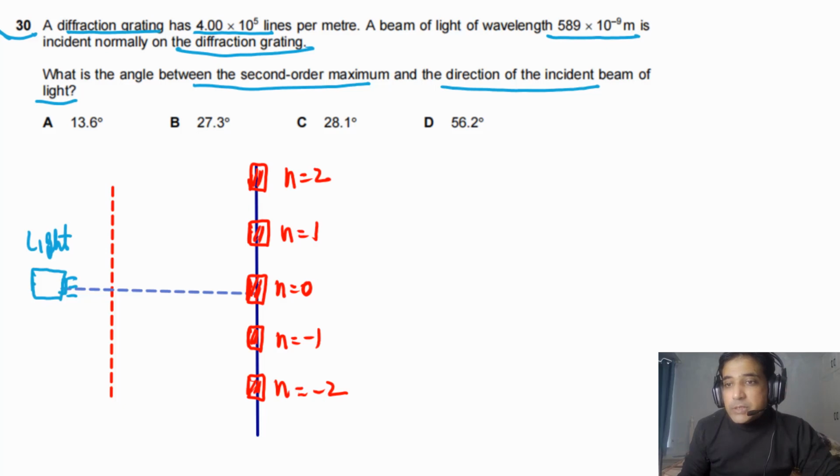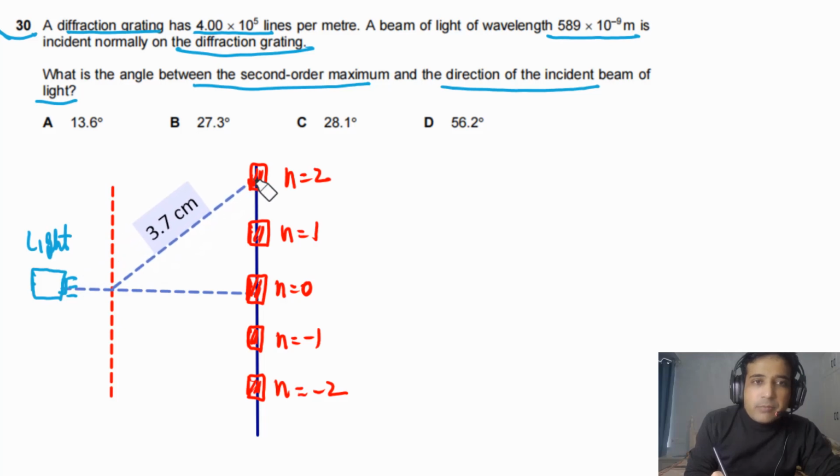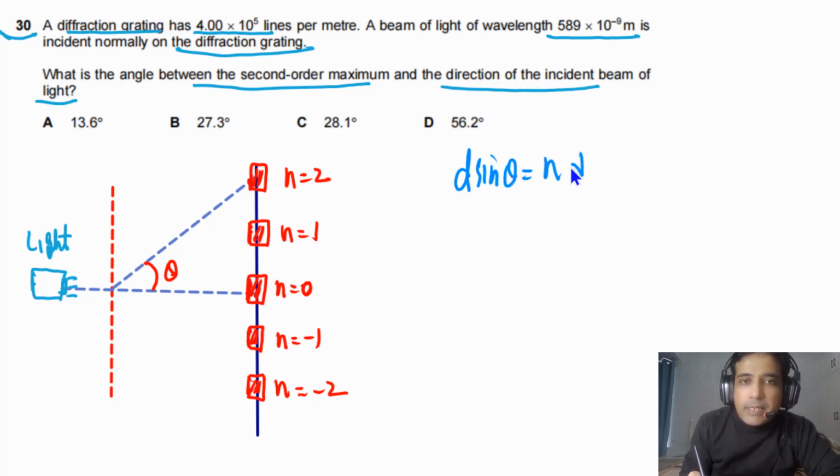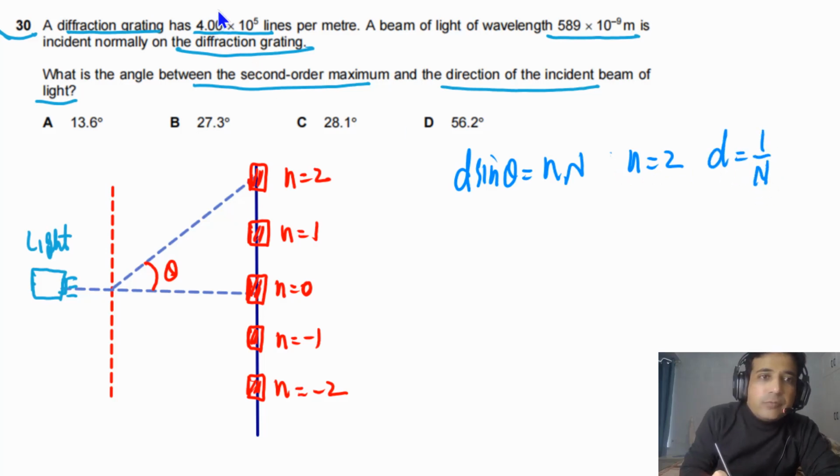Now this question is simply asking us, we need to find the angle between the central maximum and the second order maximum. Central maxima and second order maximum means we need to find the value of this angle. This angle we need to find. In order to figure out this angle, simply we need to apply d sine theta is equal to n times lambda, but n in this case is equal to 2. And also we need to understand d is equal to 1 over N, where the value of N is given to us, so simply we can replace d with 1 over N.